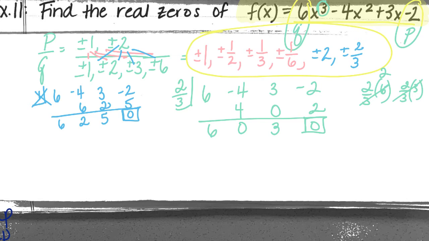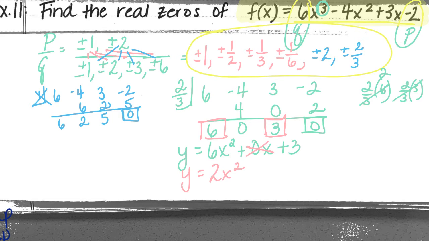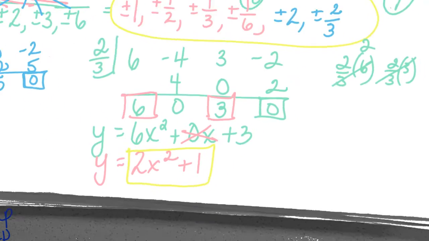Remember, since we started on x cubed, this one will start on x squared. But I also told you that you have to reduce. Because 6 and 3 can reduce by 3, we're actually going to write this as 2x². I don't need the 0x because anything times 0 is 0, and 3 goes into 3 one time. So I'm going to solve this because it is not factorable right here.